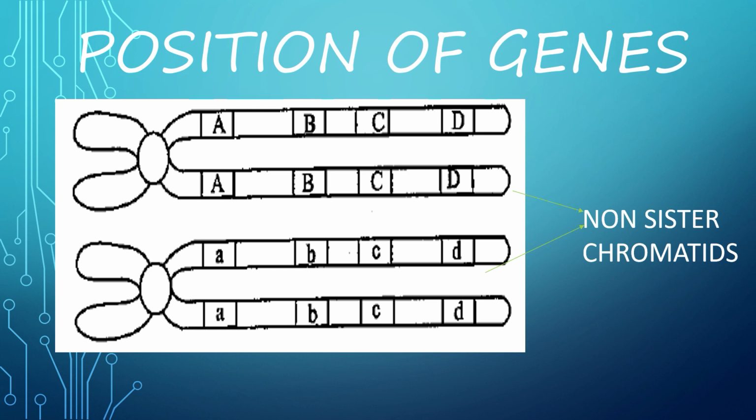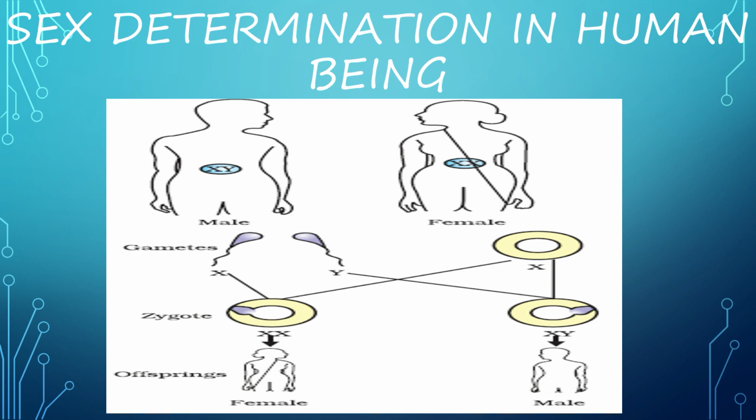Now we come to sister chromatids. As sister chromatids belong to the same chromosome, they are of the same size, have the same genes at the same location, and both copies of the gene will be identical. As you can see, both chromatids of chromosome number 1 and 2 have identical copies. In the first chromosome, both copies have capital ABCD. In the second chromosome, both copies have small abcd. Now we move on to the next topic, sex determination.